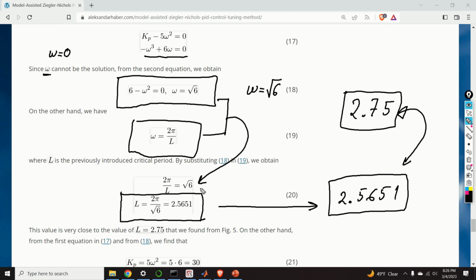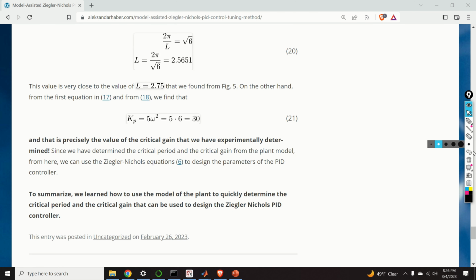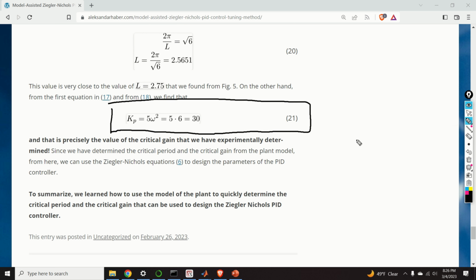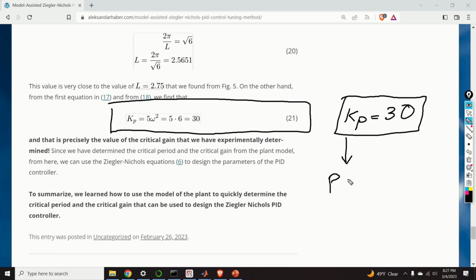Now, by using this equation, omega squared is equal to 6, we can substitute omega in the equation number 17, and we can obtain this equation over here. We can obtain the equation number 21. And from the equation number 21, we can see that the critical gain is equal to 30. And this is precisely the value that we found experimentally. To summarize, we learn how to use the model of the plant to quickly determine the critical period and the critical gain that can be used to design the Ziegler Nichols PID controller. And this approach is possible because we know the model of the system.